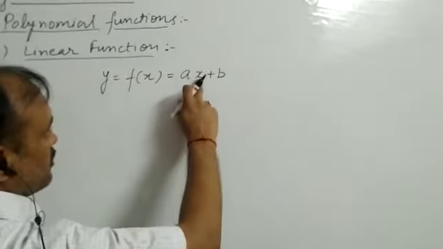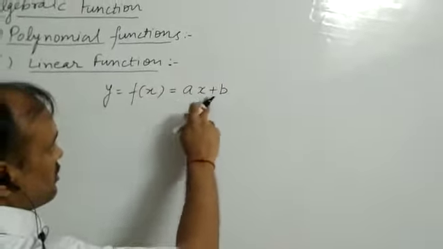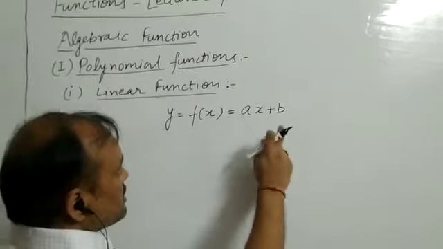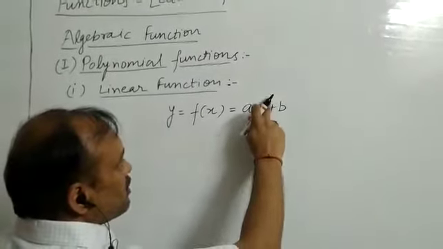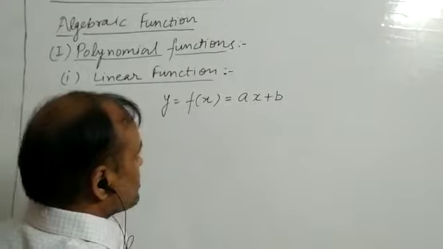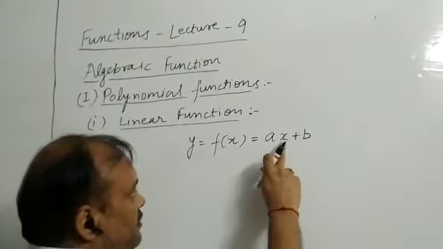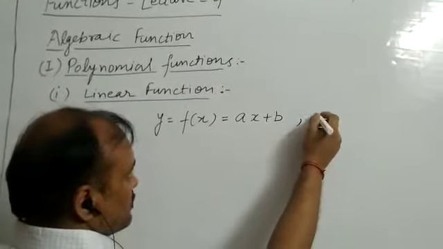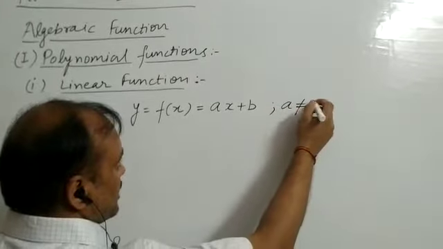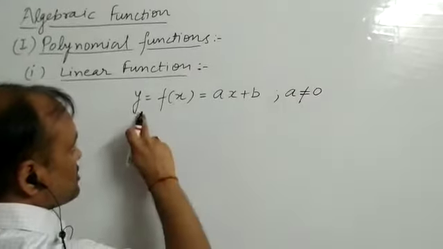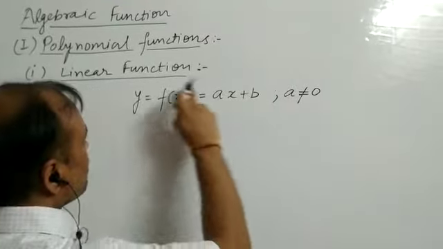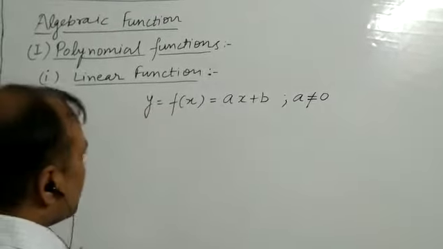So this is a polynomial function, as I told you, and a polynomial of first degree. Okay, the highest power of x is 1. Now one more condition is there, we must write down along with this: a not equal to 0. Now this is the complete definition of linear function.